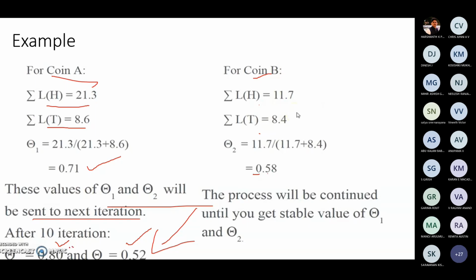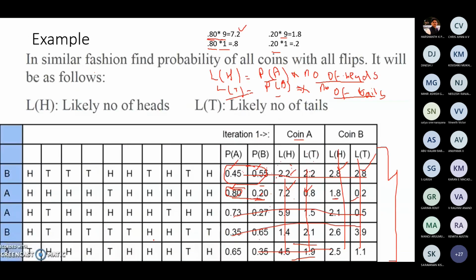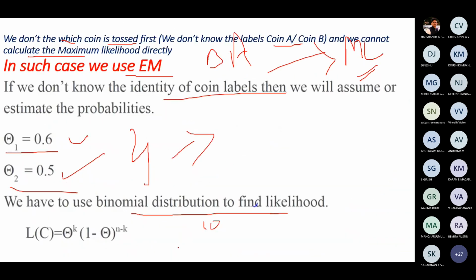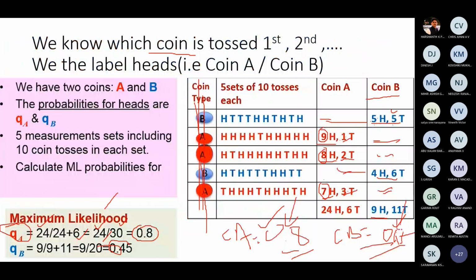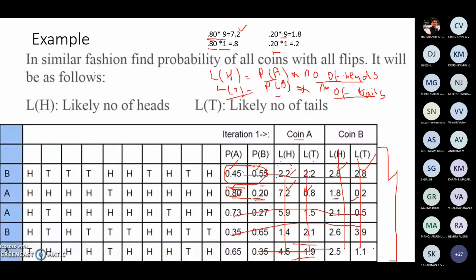Now after you do 10 iterations, or maybe 15 or 20 iterations, say for example after 10 iterations it is 0.80 and 0.520. With the sequence, I am getting 0.8 and 0.45. But after 10 iterations without the sequence, I'm still getting 0.8 and 0.52. So this is how you calculate the maximum likelihood.